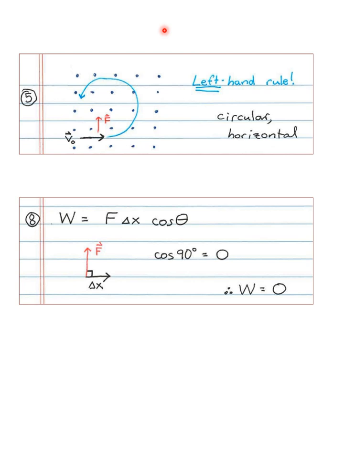Number 8, does the magnetic force ever do work on a moving charged particle? Remember back to last semester, work is equal to the force applied times displacement times the cosine of the angle between force and displacement. However, the force is always going to be perpendicular to displacement. And so because of that, there's a 90-degree angle. Cosine of 90 degrees is 0, and therefore work is always going to be 0 by the magnetic force.